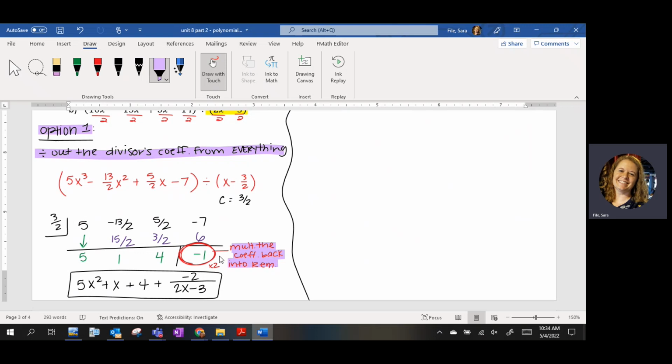Now you only have to do that if there's a remainder. If there was no remainder, you don't have to worry about that, right? Because 0 times anything, still 0. Agreed? Okay, so it's just if there's a remainder, you have to remember to multiply that coefficient back in. Okay, now option 2.